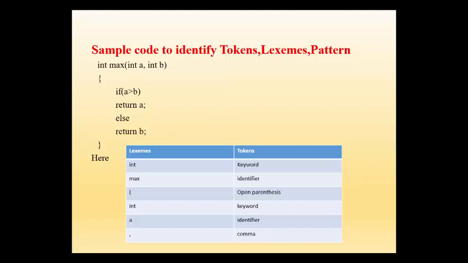Now these lexemes are characterized by what type of token they are. Here we have examples: int is a keyword, max is an identifier, open parenthesis, int is a keyword, and so on.